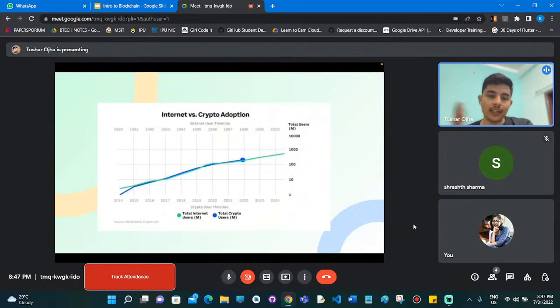You can see the graph of internet users: the green line is the adoption curve of the internet, as eventually people adopted it and started using it. And the blue line is the graph of crypto users, people adopting and learning about crypto. It is a very similar graph, history repeating itself. That's why people are calling it Web3, which is kind of a marketing term, but that's how it looks.